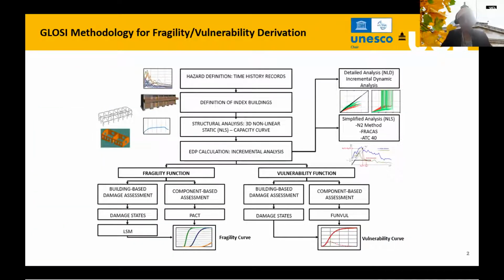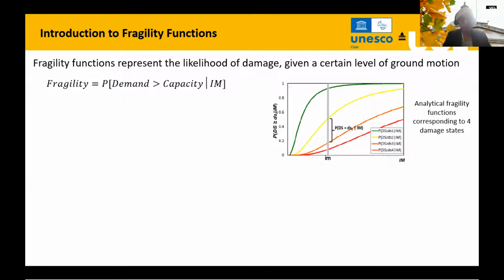This is from where Rohit has left off. We are dealing with the fragility assessment. We have reached the stage where we have the performance points. So what is a fragility function? It's the likelihood of damage given a certain level of ground motion. Each of these curves that you see here represents a particular damage state. In terms of probability, this is the probability that the demand exceeds the capacity of a structure at a particular IM level, or intensity measure.